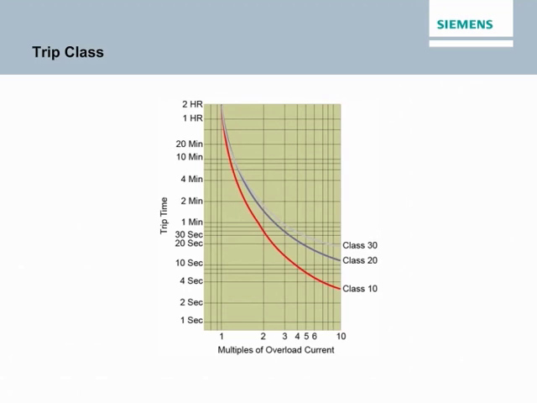An overload relay has a trip class rating which identifies the maximum time, in seconds, it takes for the overload relay to trip at a specific current, typically 6 times its continuous current rating. The most common trip classes are 5, 10, 20, and 30.